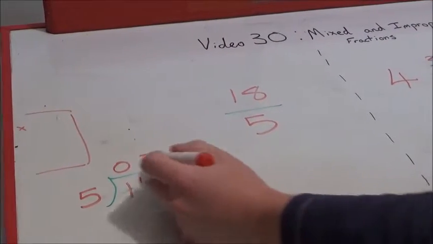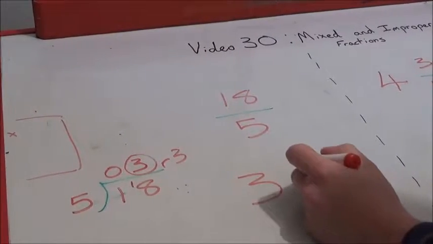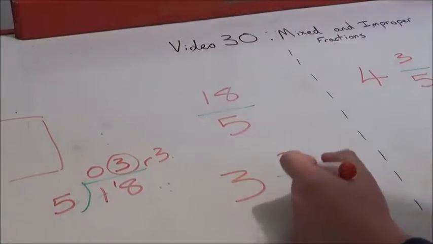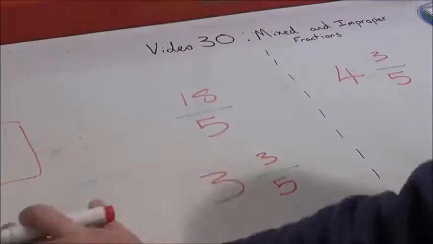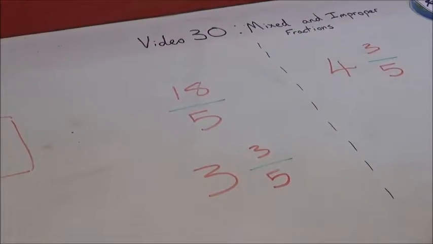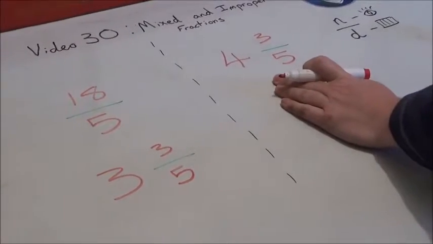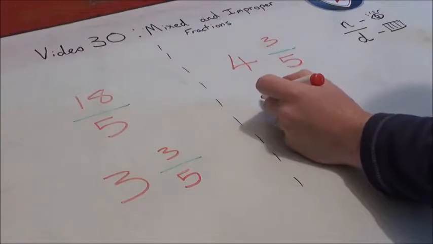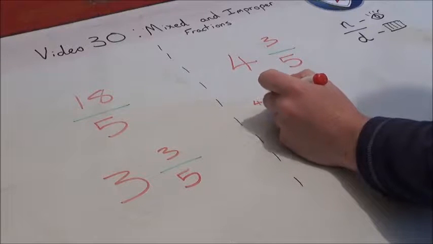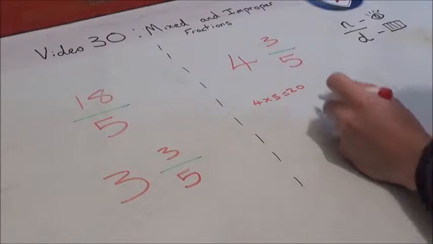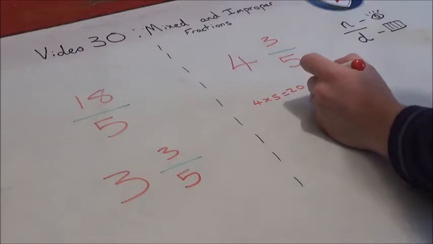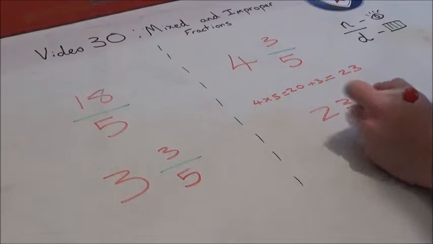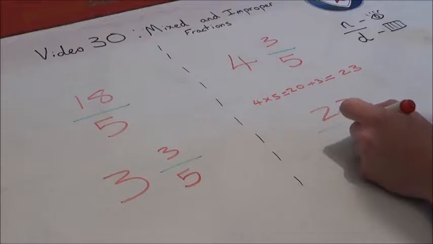So if I'm writing this as a mixed fraction, I have 3 whole and 3, because of my numerator, fifths, because my denominator doesn't change. So 18 fifths becomes 3 and 3 fifths. And here, when I'm looking at my mixed fraction, I have 4 and 3 fifths. I have to multiply these together. So 5 multiplied by 4 equals 20. I'm just writing this here so I remember. And then I have to add my numerator on, which equals 23. So here, I know I have 23 fifths in total.